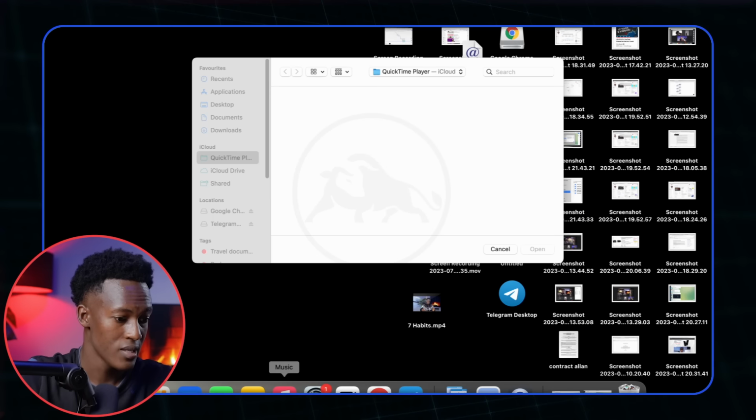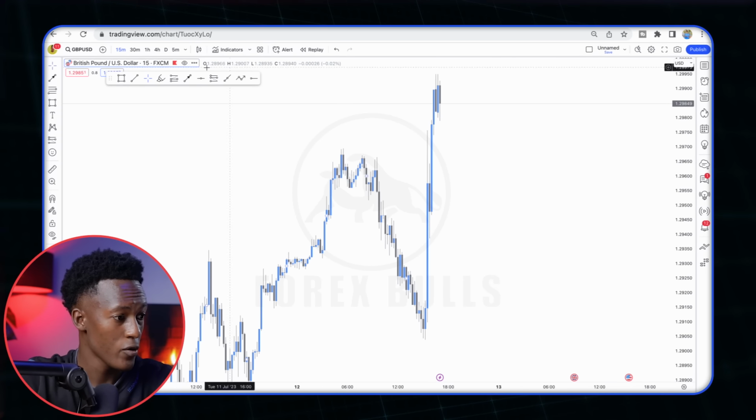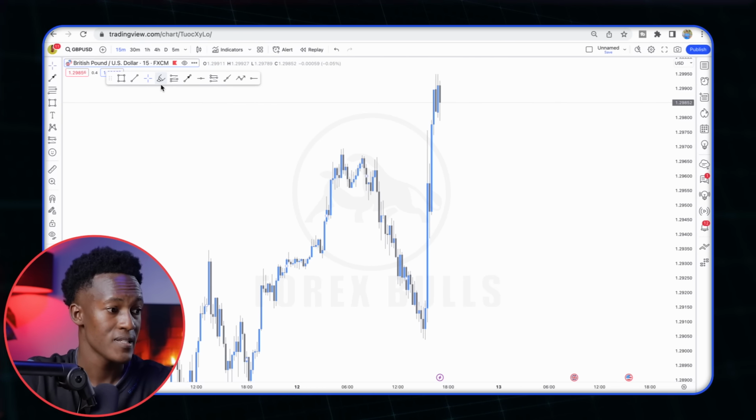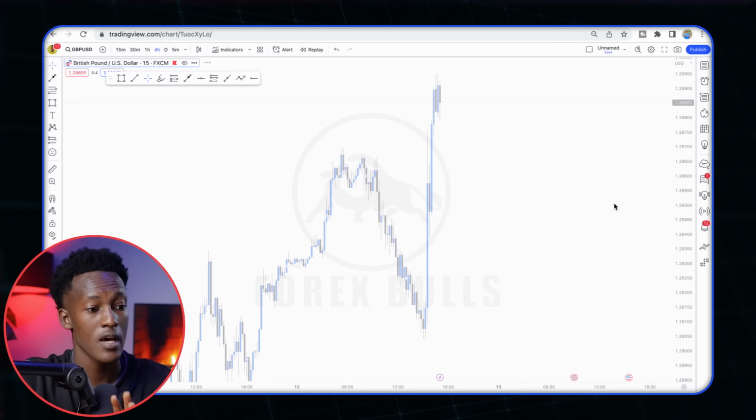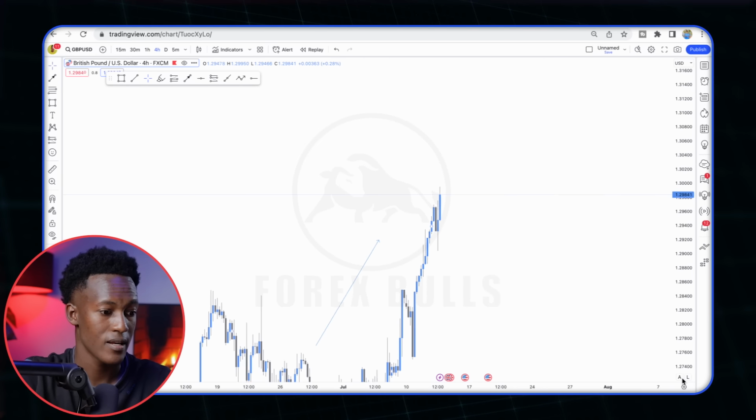Anyways, let's go back to it. Now, the first thing that we are going to look out for on GBP USD, obviously, we have to go to bigger time frames. First, H4, and then there we go.